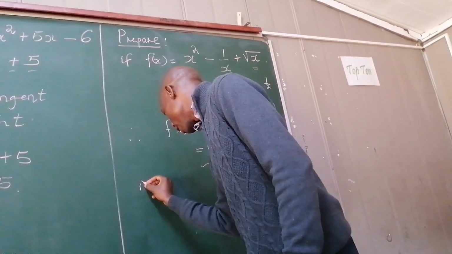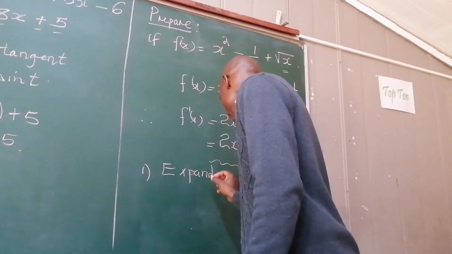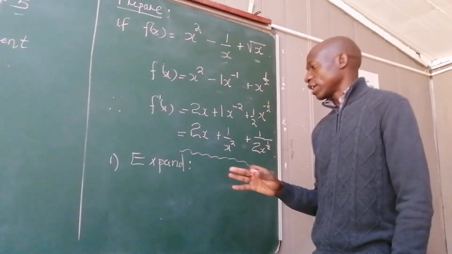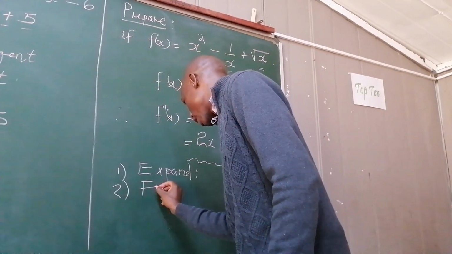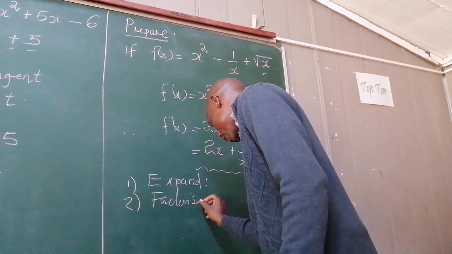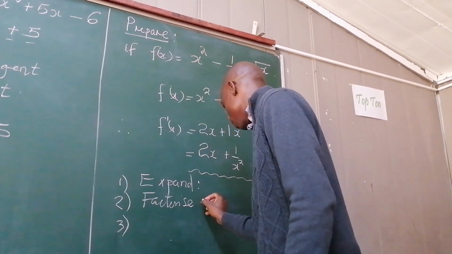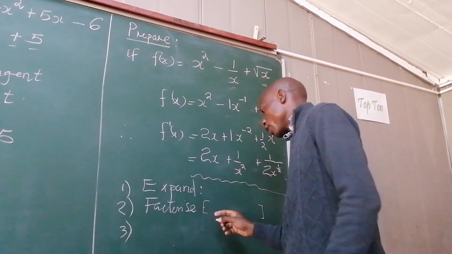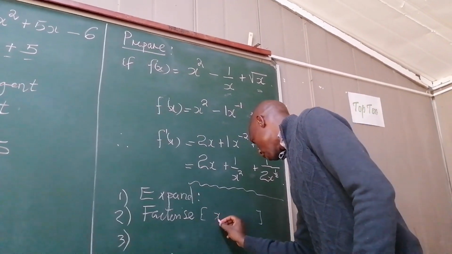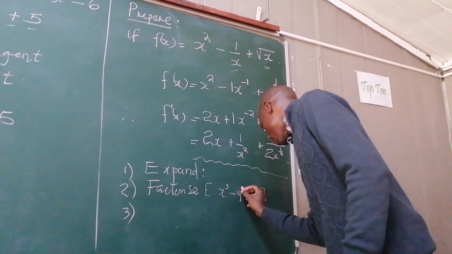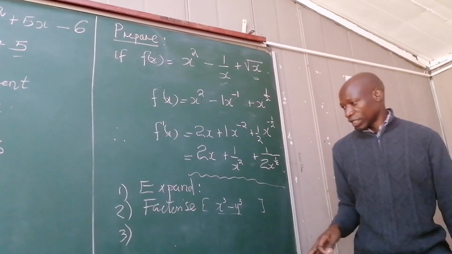We might have number 1, we might need to expand a certain function if brackets are involved. Number 2, we might need to factorize. Number 3, and here, before I forget on factorization, take note of the cubic expression when you factorize x to the power 3 minus y to the power 3. You learned this in grade 10. It's very, very important in factorization as well.